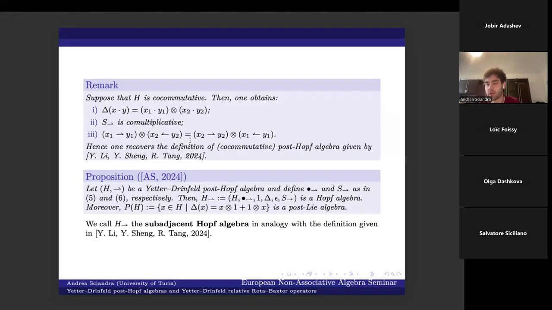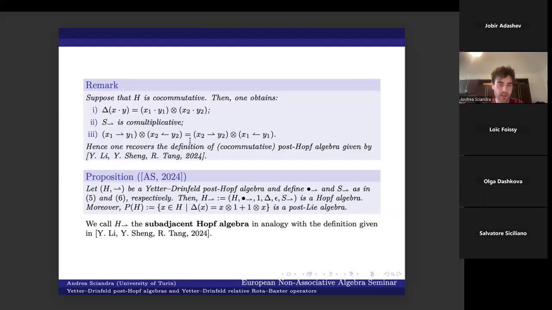So in this case, if we assume cocommutativity, we recover the notion of cocommutative post-Hopf algebra given by Sheng and Tang. So if you assume cocommutativity, cocommutative Drinfeld post-Hopf and cocommutative post-Hopf are the same category, while if we remove cocommutativity, this is not the case. In fact, our delta is not a morphism of algebras, and our starting H is not a standard Hopf algebra.